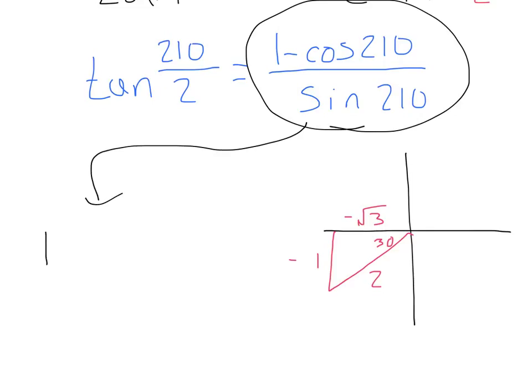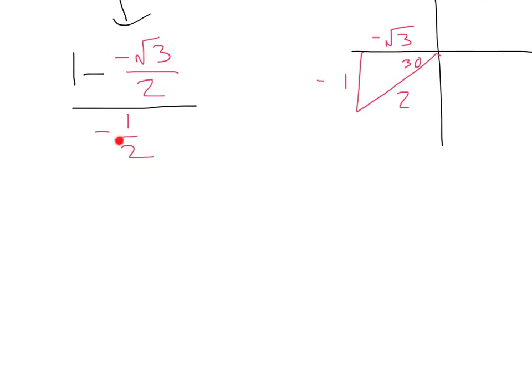So that'll give us 1 minus cosine 210. This is the cosine of this angle here. That would be negative root 3 over 2. Let's replace that. Negative root 3 over 2. And that's replacing the cosine 210. All over sine 210, sine of this reference angle here would be negative 1/2, so that's going to be all over negative 1/2. Now to simplify this out, we're going to have to clear our complex fractions here.